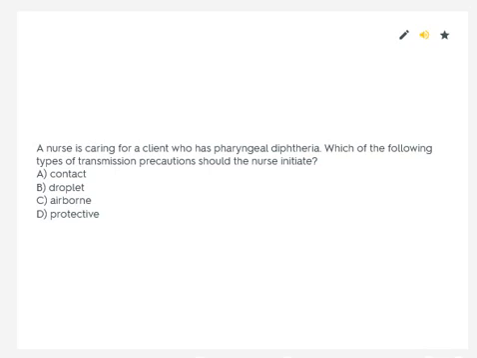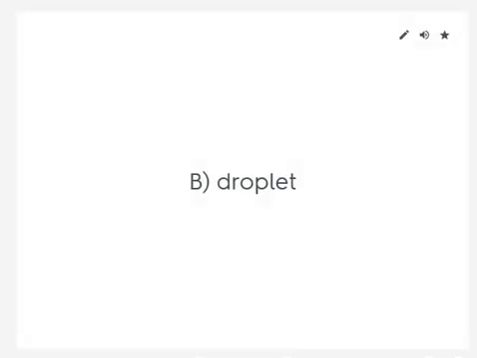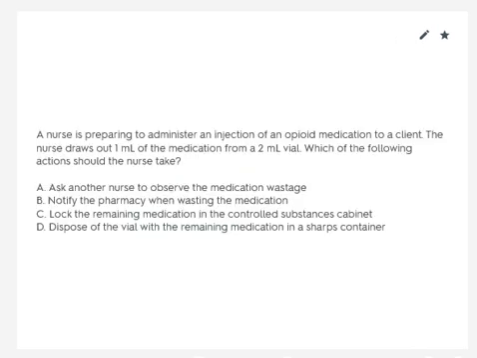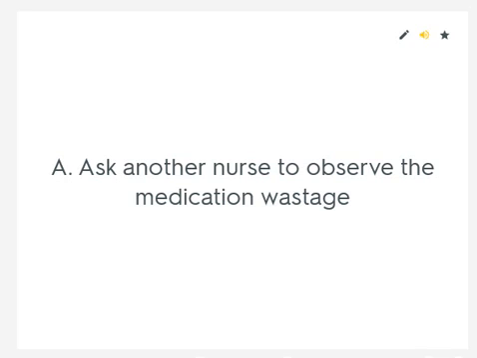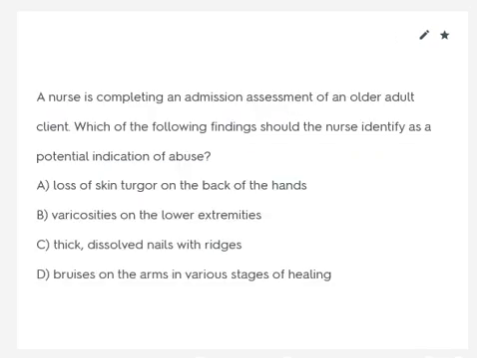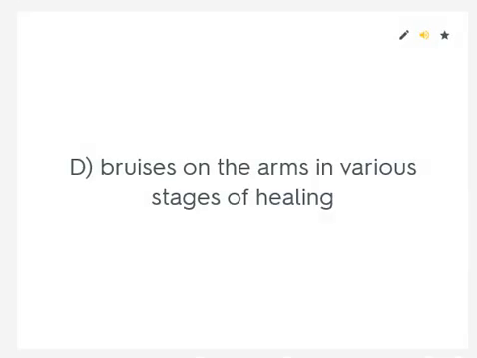A nurse is caring for a client who has pharyngeal diphtheria. Which of the following types of transmission precautions should the nurse initiate? A. Contact. B. Droplet. C. Airborne. D. Protective. B. Droplet. A. Ask another nurse to observe the medication wastage. D. Bruises on the arms in various stages of healing.